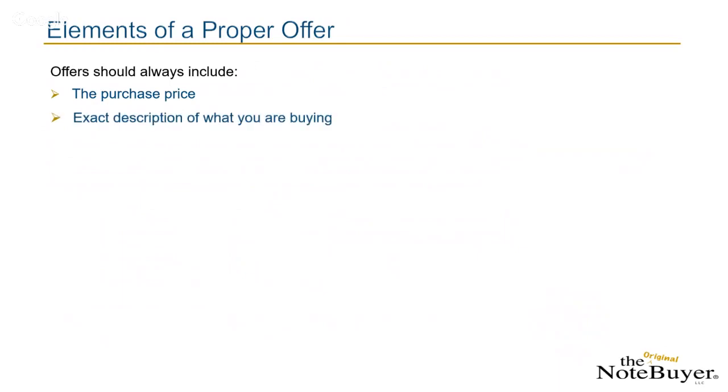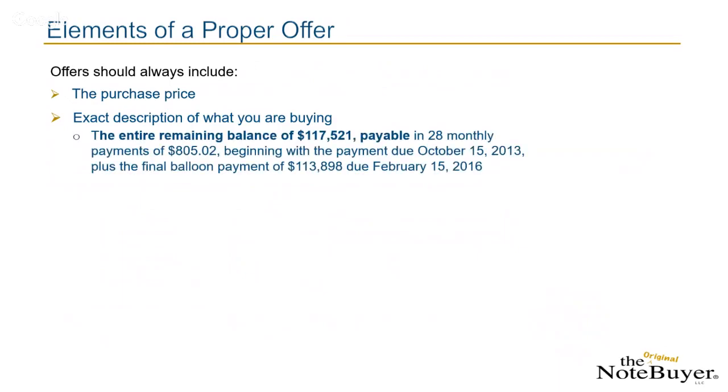Okay, so real quick, I want to go through the elements of a proper offer. Your offers should always include your purchase price, the exact price that you're willing to pay. And a lot of people miss this, but you need to include an exact description of what you're buying. We don't want there to be any miscommunications on what your offer is.